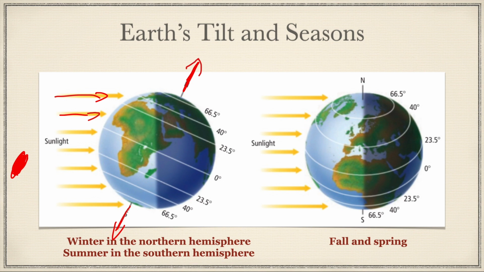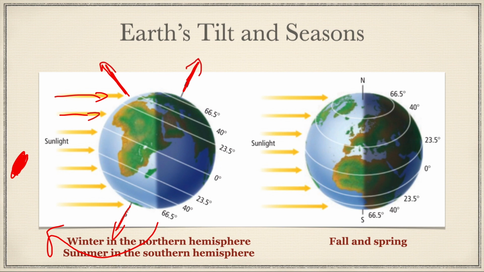In the summer here, when it's summer in the northern hemisphere, this would be kind of flipped. So the North Pole will be pointed this way. Of course, it really doesn't change. It's just the position of the Earth. The Earth kind of is revolving around the sun.